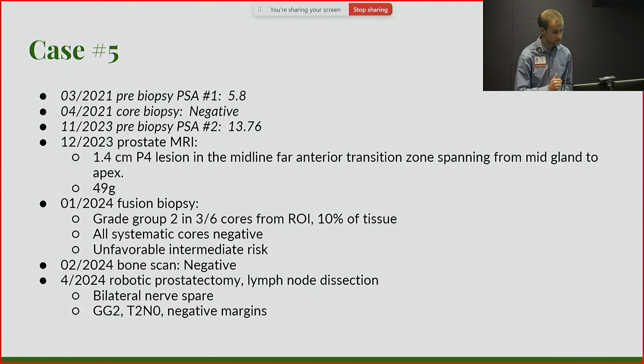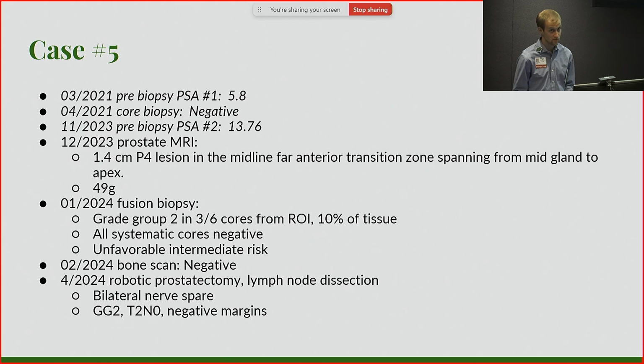He has already had his surgery, so he had a radical prostatectomy back in April, as well as lymph nodes. And because we knew where the disease was, it wasn't down at the bottom of the prostate at all. It was all up front. We were able to spare all of his nerves on both sides, and he had consistent pathology, grade group 2. He had negative nodes and negative margins. So MRI, really helpful for this guy.